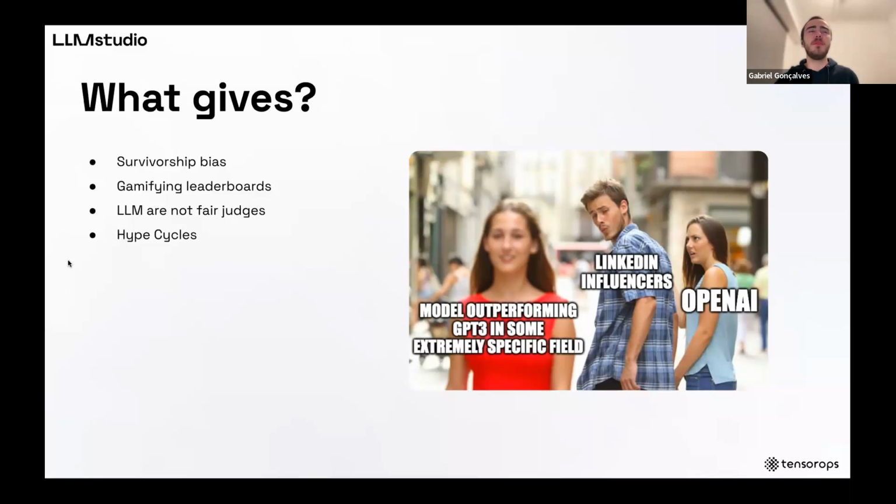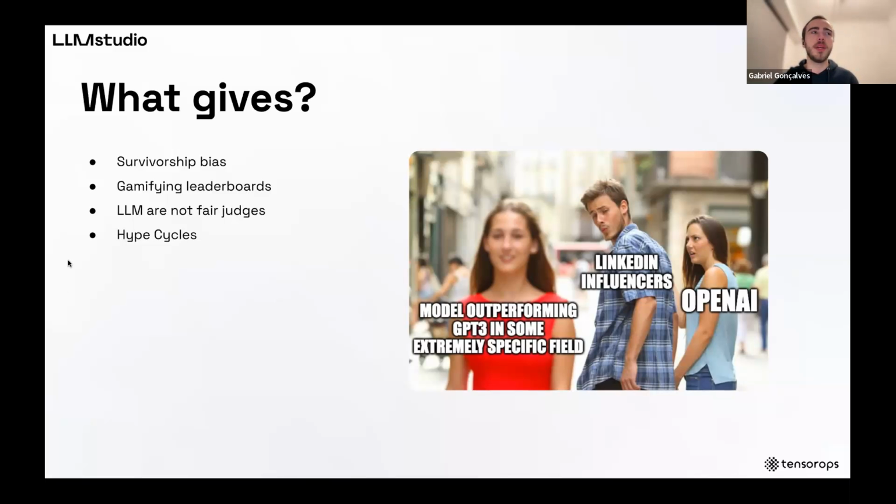There's also a gamification of these leaderboards. I like to call them scoreboards at this point. So these research groups have a very large personal and financial incentive to score high up on these leaderboards because they get good exposure and they can even get funding from this.